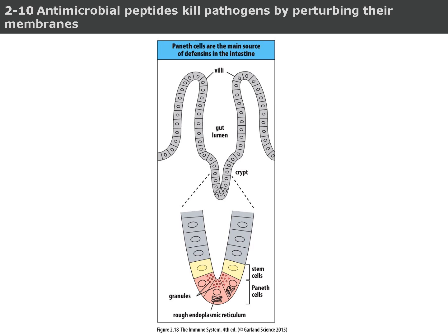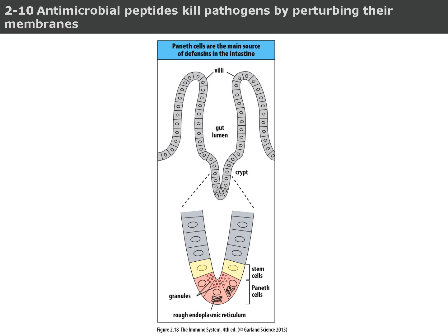This figure illustrates the location and role of Paneth cells in the intestine, emphasizing their importance in producing antimicrobial peptides, especially defensins. The upper part of the image shows the structure of the intestinal lining, with finger-like projections called villi and inward folds known as crypts.